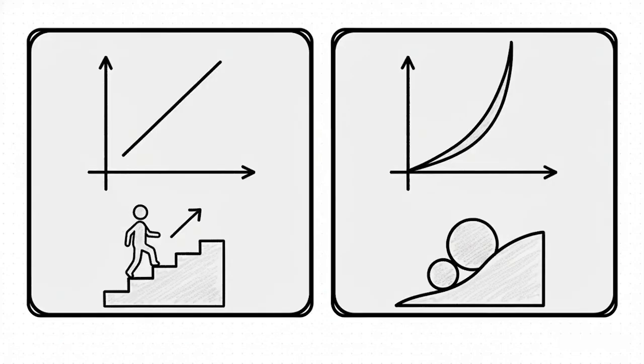So, let's put it all together in a final showdown. The arithmetic progression, its engine is addition. Its growth is linear and steady, just like climbing a set of stairs. Then you have the geometric progression. Its engine is multiplication. Its growth is exponential and explosive, just like that snowball rolling downhill. Two simple patterns that describe two profoundly different ways our world can change. And that just leaves one last question for you. Now that you can see the patterns, where are you going to spot them next?